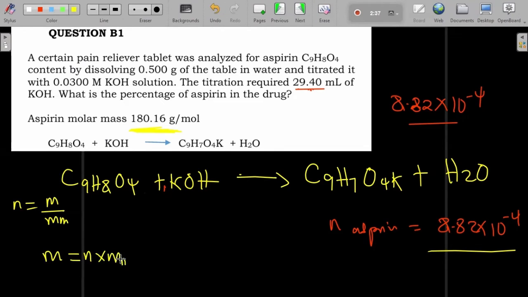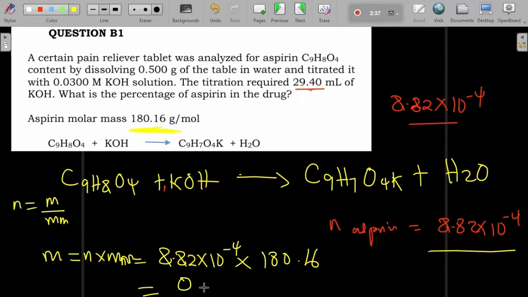Molar mass. So this is going to be equal to the moles, 8.82 times 10 to the power minus 4, multiplied by the molar mass, which is 180.6. Let's punch this onto our calculators. All right, so I'm getting approximately 0.1589. Make sure you counter check these values with your own calculators as well. So this here is the mass of aspirin that reacted with the what? The potassium hydroxide.